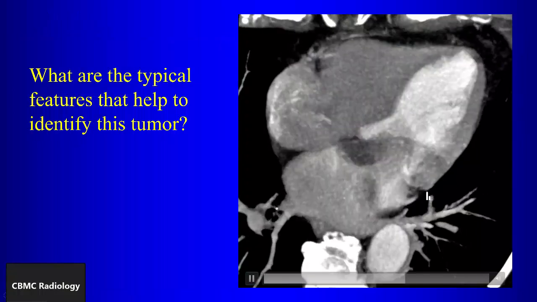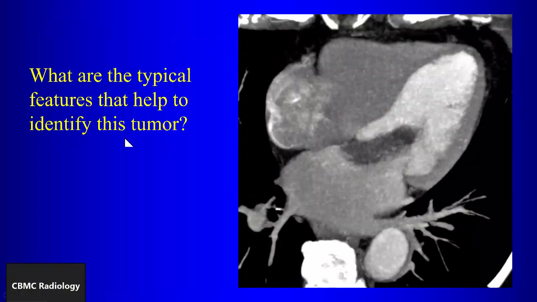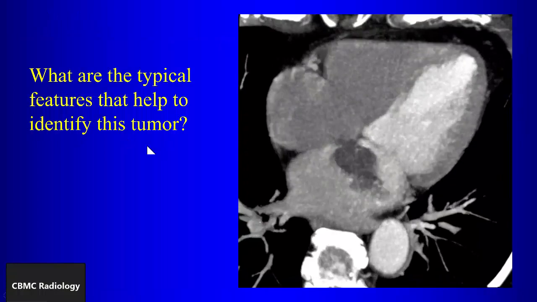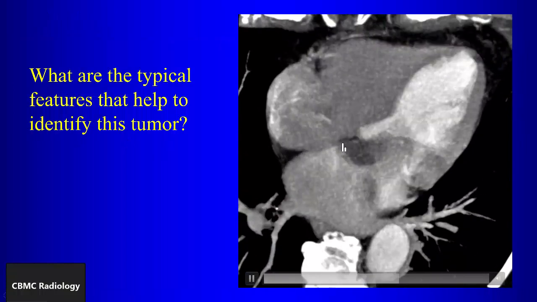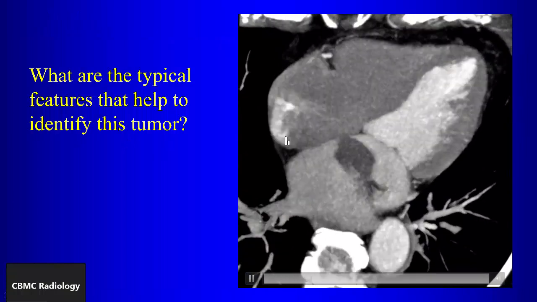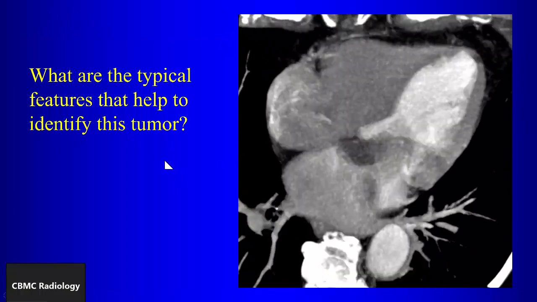And this we've already discussed. The typical features that help you to identify the tumor, two important things. One, it prolapses through the mitral valve. Two, it's attached to the interatrial septum. So if you have those two things, you start with myxoma on your differential diagnosis. Okay?